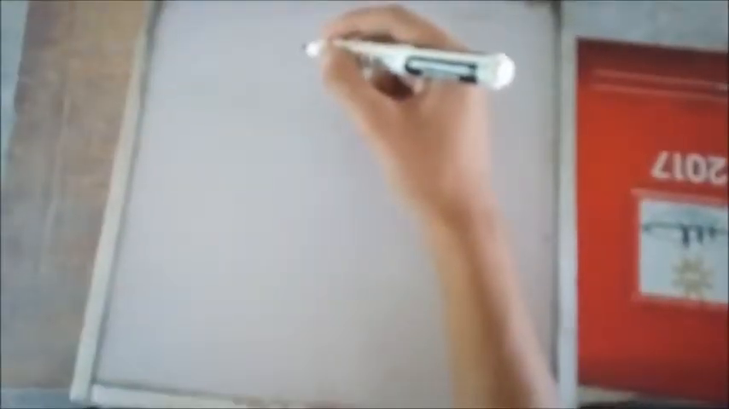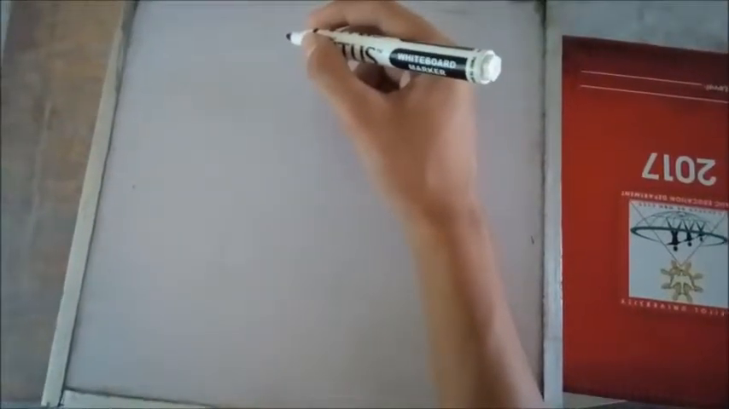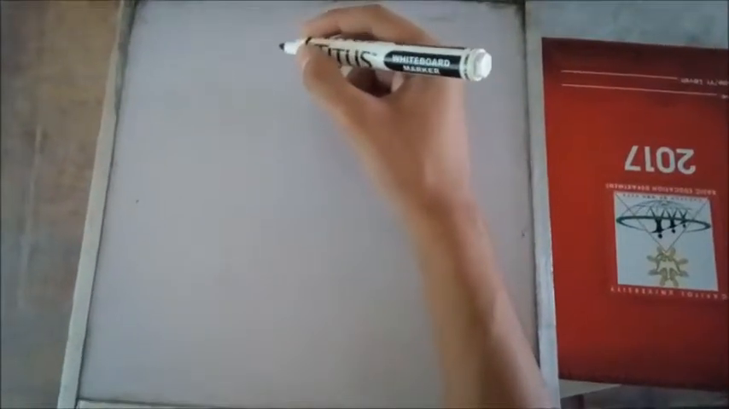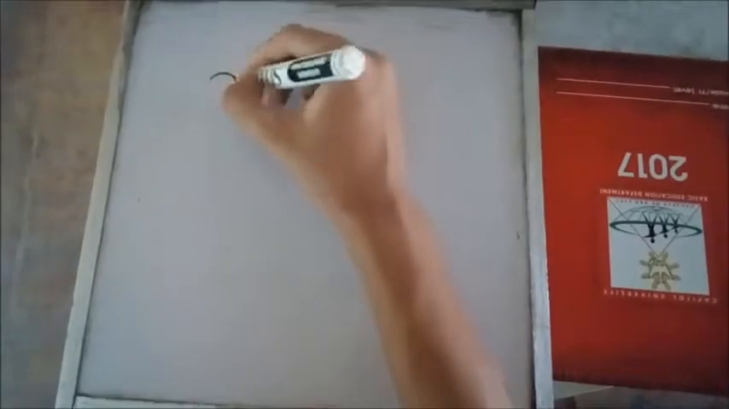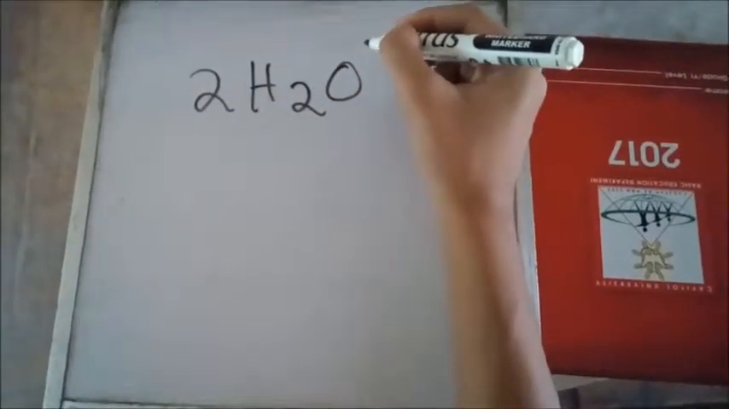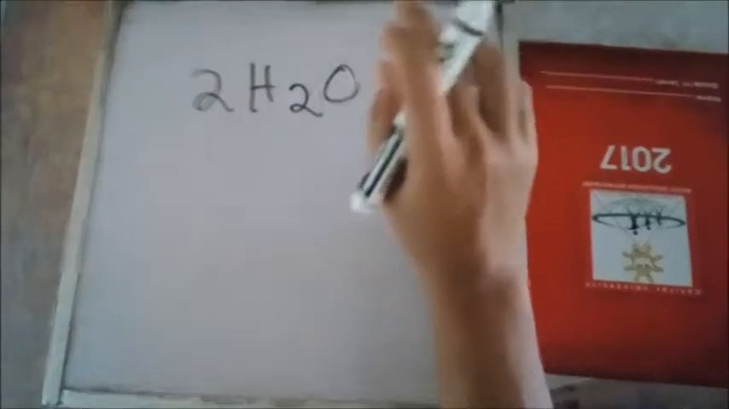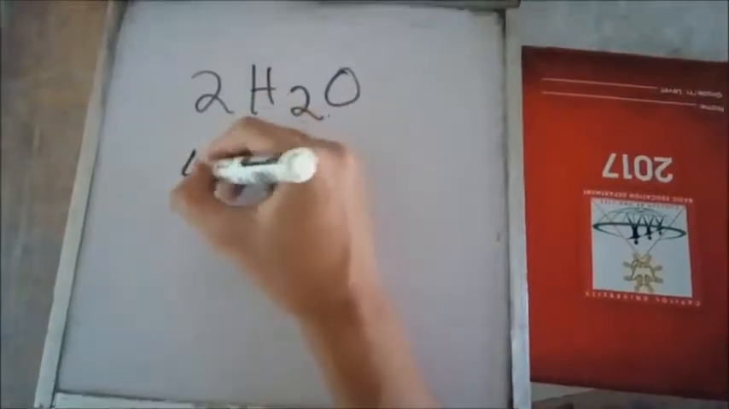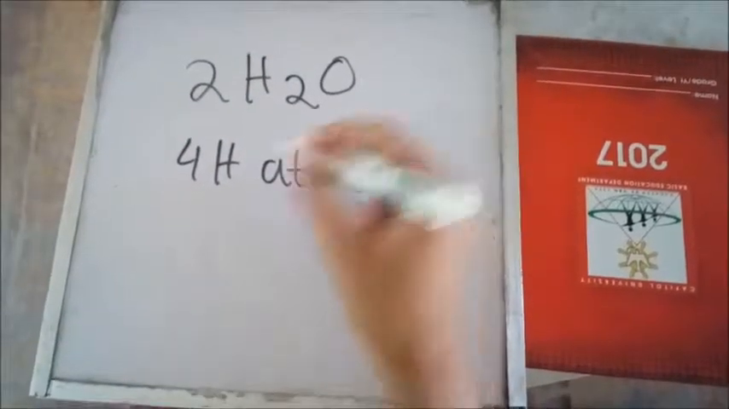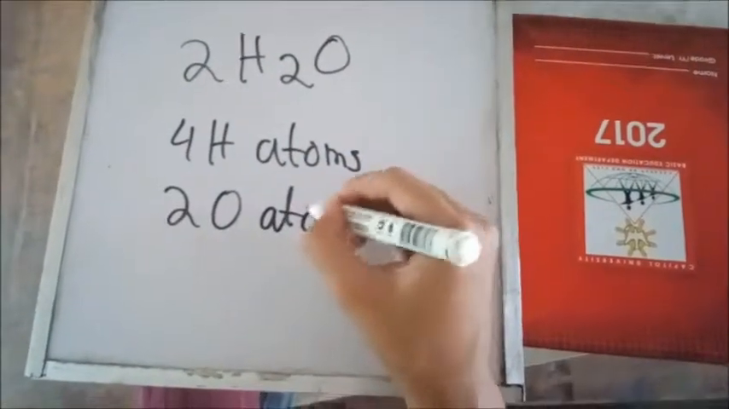When balancing equations, you never change the subscripts. You must add coefficients. Coefficients are whole number multipliers. For example, if you write 2H2O, that means you have 2 times the number of atoms in each water molecule, which would be 4 hydrogen atoms and 2 oxygen atoms.